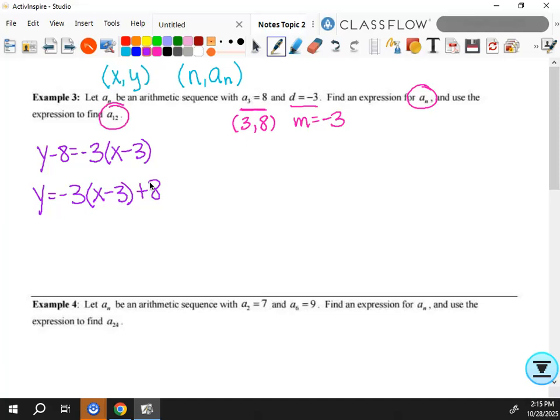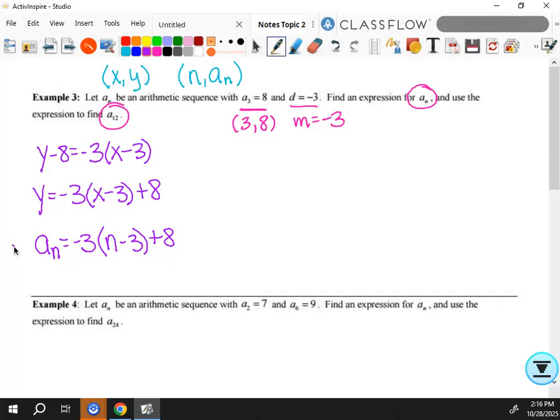So a sub n, which one of these is a sub n? X or y? Because nobody asked me about x or y. Y. So this becomes a sub n equals negative 3 times, and x is n minus 3 plus 8. Now I have satisfied the first part of the question, sort of. Say sort of because if this is multiple choice, maybe my answer choice looks like this, but maybe it doesn't. And so I need to be able to recognize it either way.